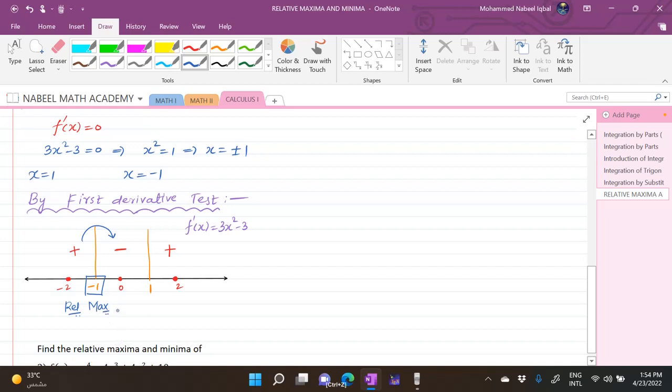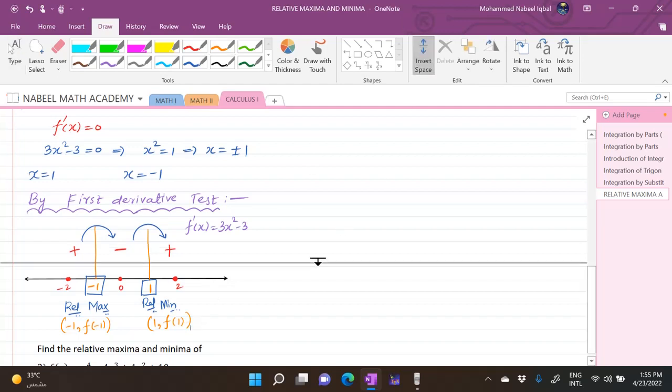Maximum. Now this one, what is this one? This is going to change from negative to positive. This is a relative minimum. So how will you write the points? The points are, I can write it as minus 1 comma f of minus 1, which is the relative maximum, and here 1 comma f of 1, which is a relative minimum.